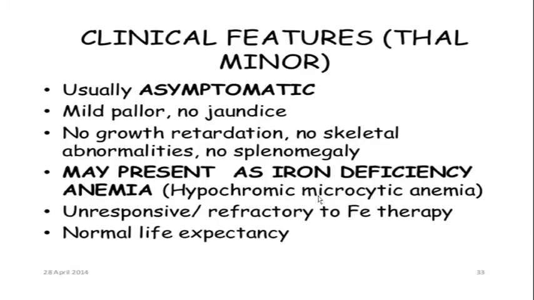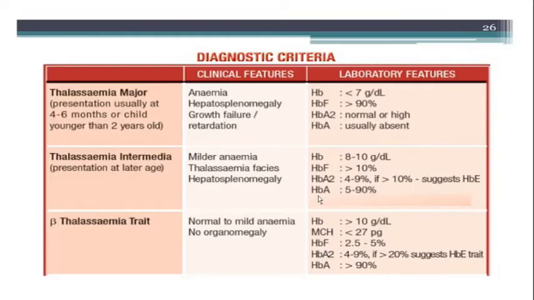Then the clinical features of thalassemia minor: usually these patients are asymptomatic and they have a mild pallor, usually no jaundice, no growth retardation or no splenomegaly. They might just manifest as an iron deficiency anemia, where you have hypochromic microcytic anemia, and they're usually refractory to iron therapy, and they have a normal life expectancy.